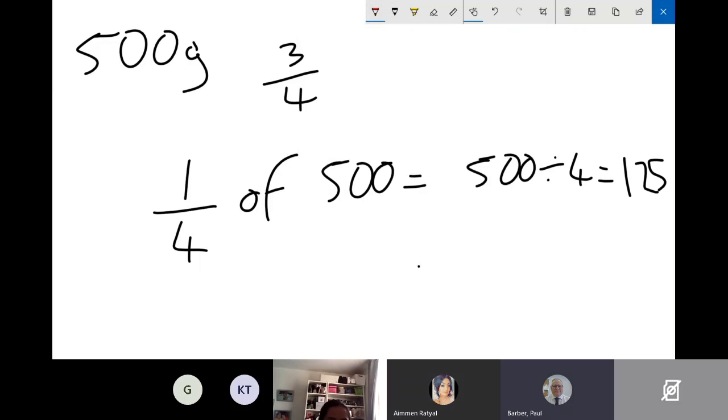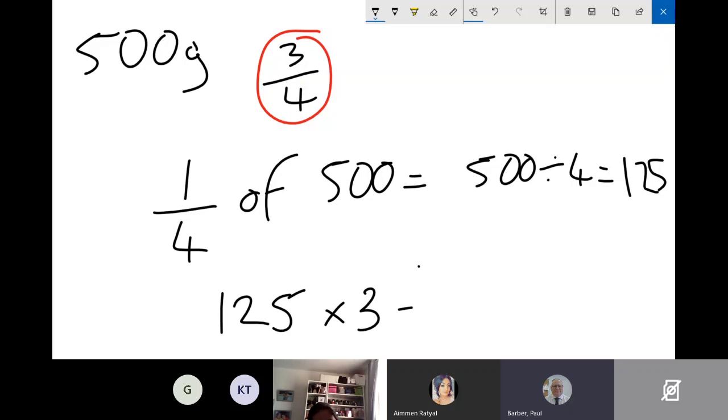We said up here that we want 3/4. So hopefully you can see, straightforward: if 1/4 is 125 and we want 3/4, we simply multiply that by 3, which gives us an answer of 375 grams. So for this one, there were 2 stages we did. First of all, we wanted 12/16. Well, actually, that's the same as 3/4. So the first thing we've done is simplify our fraction.